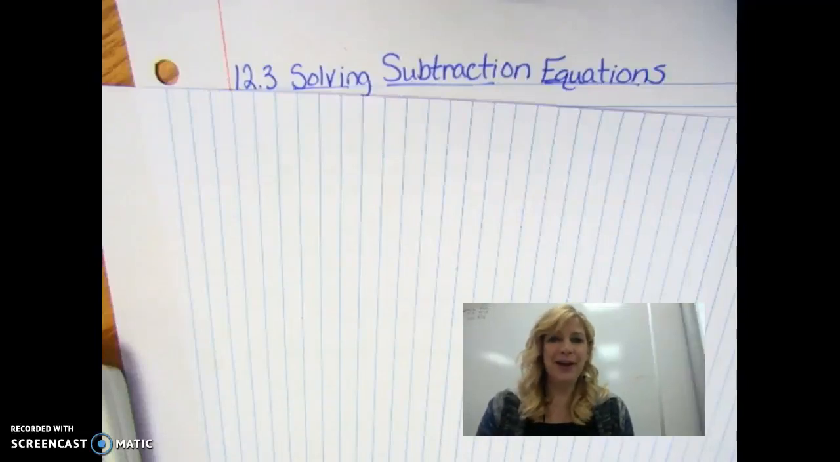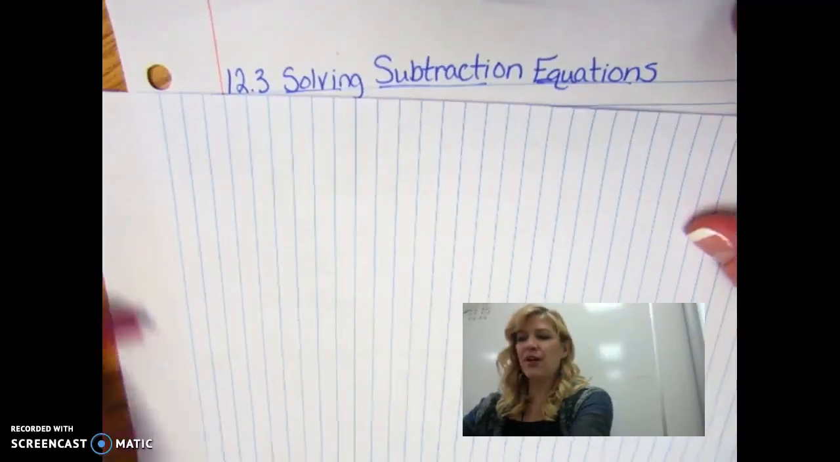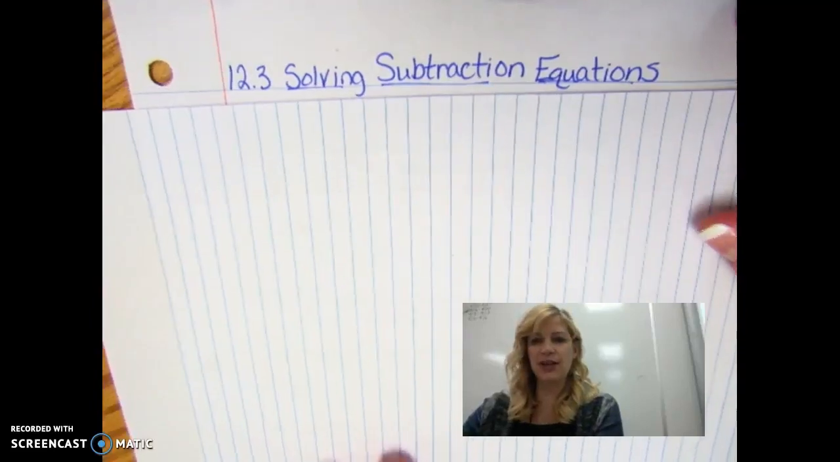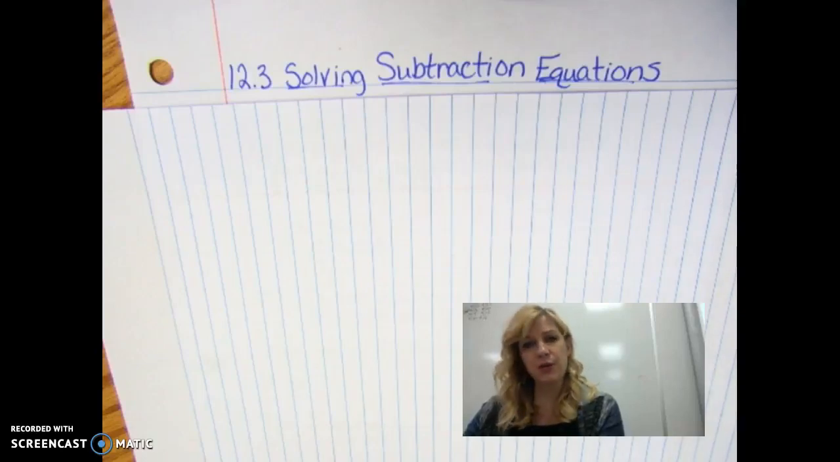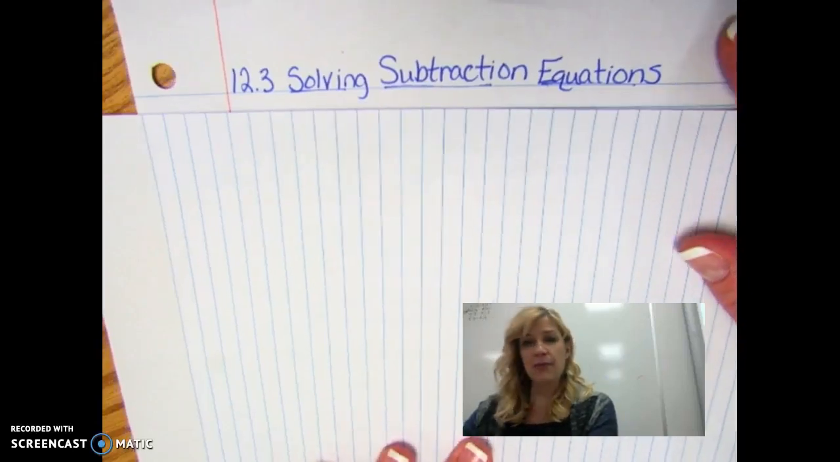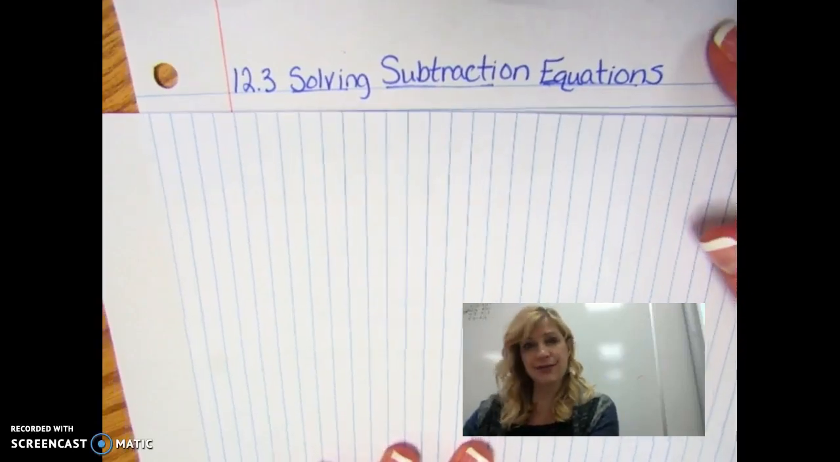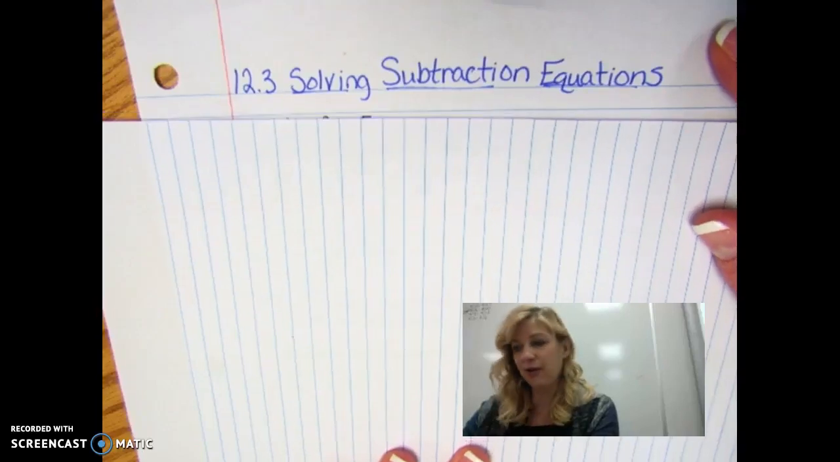All right, everybody, we are on 12.3, which is solving subtraction equations. This is basically just the opposite of what we did for solving addition equations. I'm going to go through a few with you, but I'm going to warn you that I'm teaching this rather quickly because I have seen many of you demonstrate mastery of this already. The equations will get harder as the assignment goes along, however.